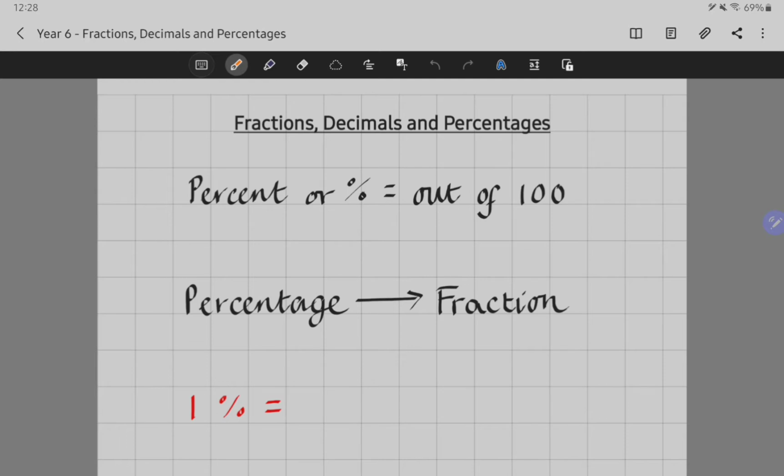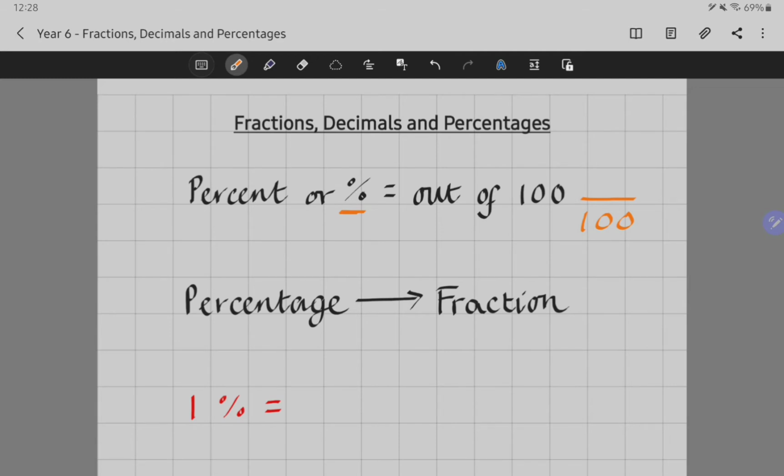So let's start off by thinking about percent. What does percent actually mean? You might recognize this symbol as meaning percent, and basically that just means out of 100. So when we're dealing with percent, we're thinking of hundredths, which we've done lots of now.